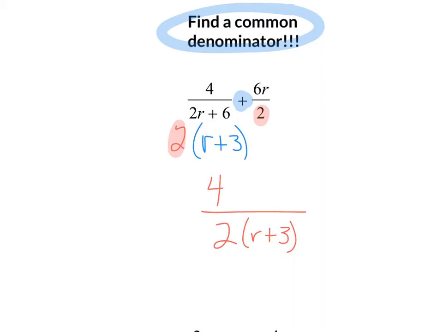I need to multiply this denominator here by r plus 3 in order to create a common denominator of 2 times r plus 3. But I can't just multiply the denominator, I need to also multiply the numerator. And again, why this works is because when I multiply any number times 1, I don't change its value, and r plus 3 divided by r plus 3 is just a fancy version of the number 1. So when I distribute my 6r, I'm left with 6r squared plus 18r.